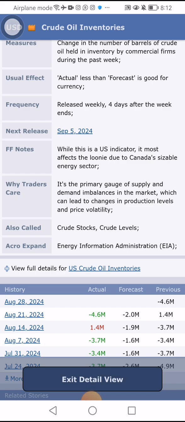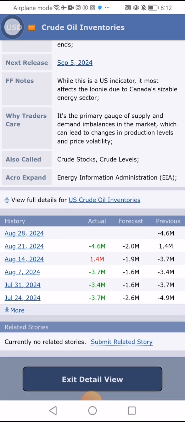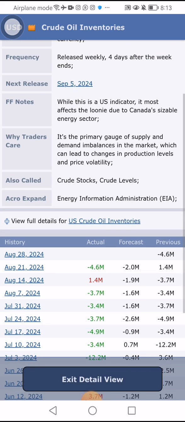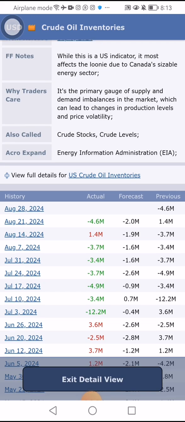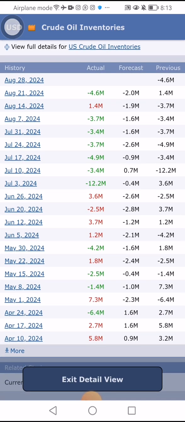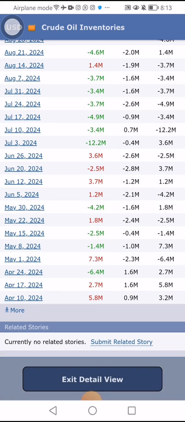If actual is more than the forecast, like here, you see it's been green. The whole of August, it's all been green. So actual is less than the forecast. So it's good for what? It's good for the dollar. And when it's good for the dollar, it makes the dollar strong. And then what happens to the price of crude oil? It drops.